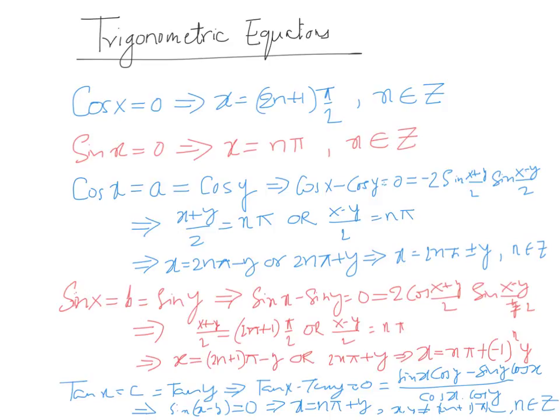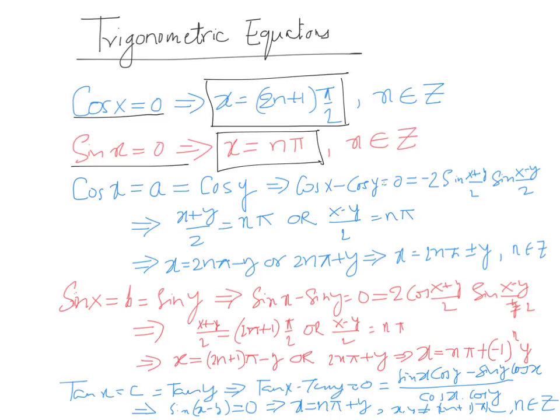Now, these solutions to these 5 trigonometric equations are quite important and useful to find solutions of general trigonometric equations that you may be asked to solve. So let me just mark them here by these boxes. This is the solution for this equation. This one is the solution for this equation. This one out here, x equals 2n pi plus minus y, is the solution for this equation.